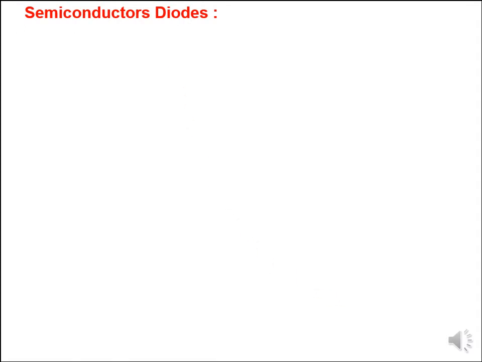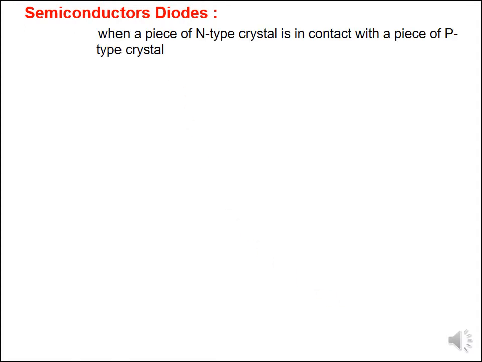Semiconductor diodes. When a piece of N-type crystal is in contact with a piece of P-type crystal, that is the diode. The contact surface between the N-type and the P-type crystal is called the P-N junction or diode.